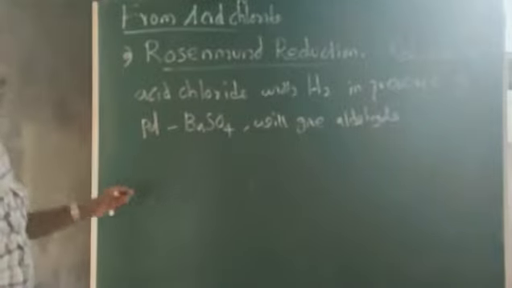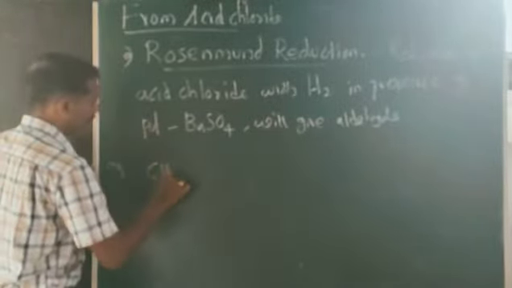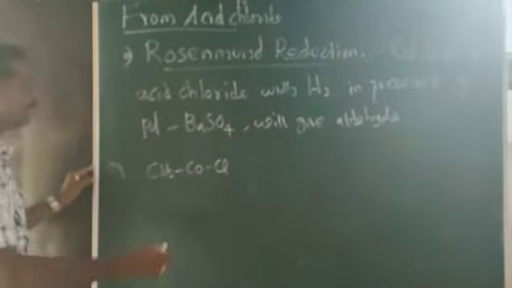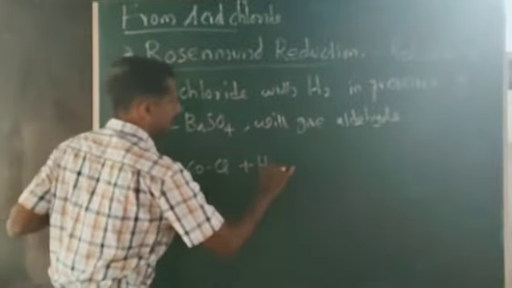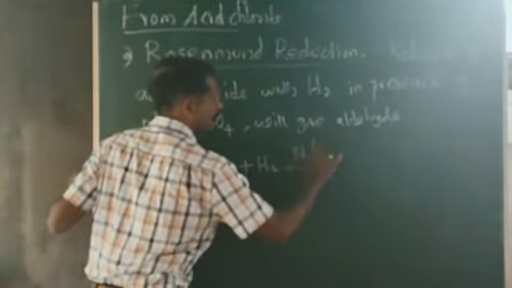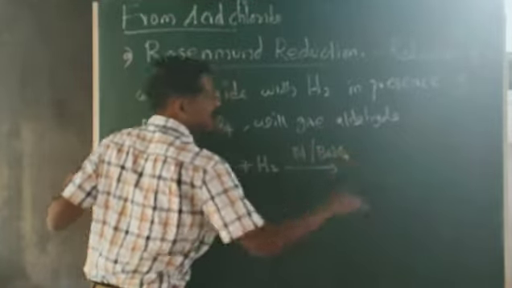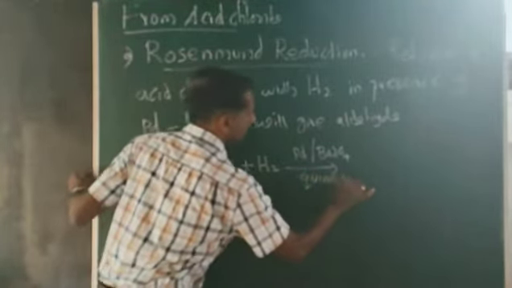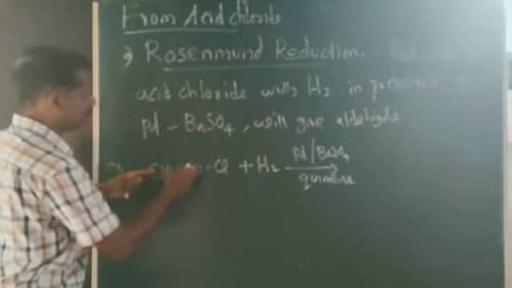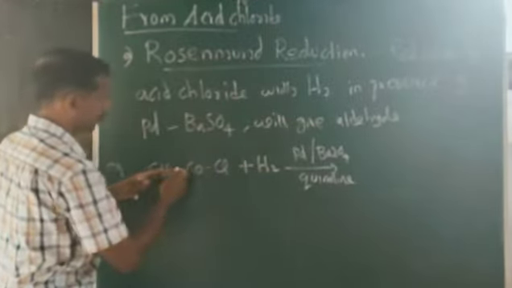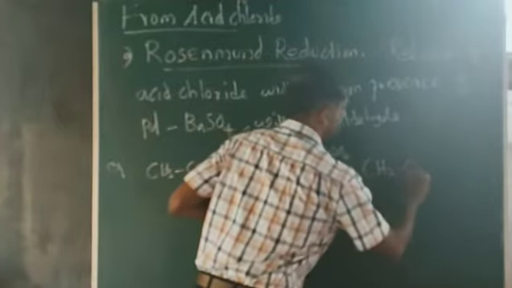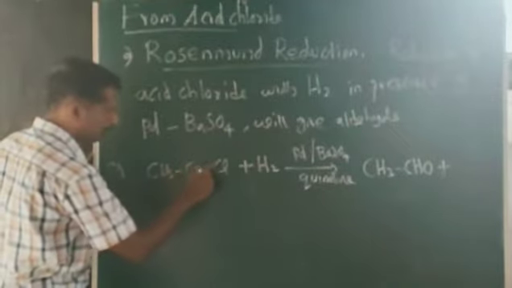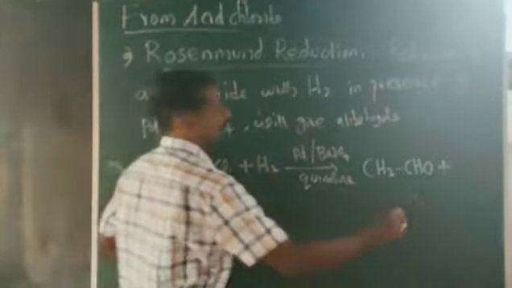The reduction of acid chloride, for example CH3COCl, acetyl chloride, when treated with hydrogen in presence of palladium and barium sulfate, BaSO4, and of course a slight amount of quinoline, the COCl group will be converted to CHO. So we get CH3CHO, acetaldehyde, plus HCl, since one hydrogen atom is added and combines with the Cl.